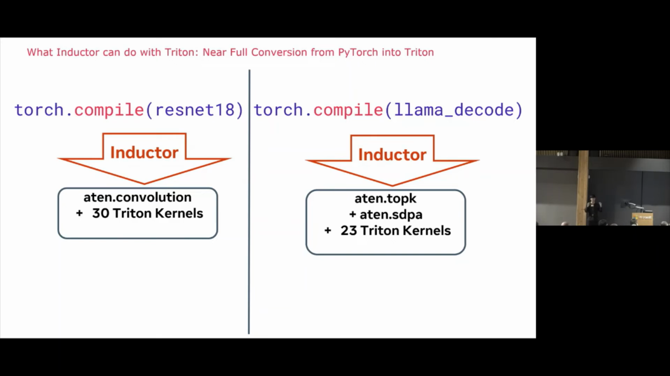And the only non-Triton kernel is a typical convolution. Similarly, if you try to compile Llama decode, text generation, we're left with two kernels, top K and scaled dot product attention, and 23 other Triton kernels that have been generated.